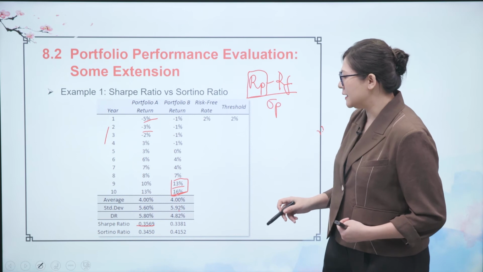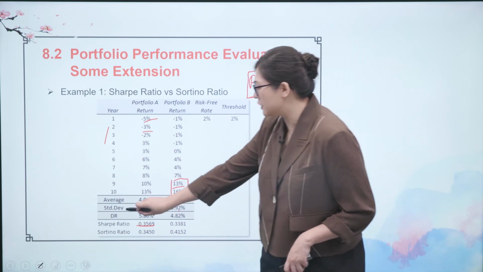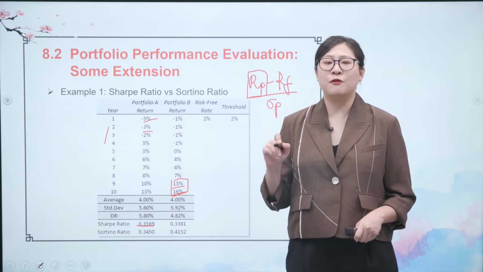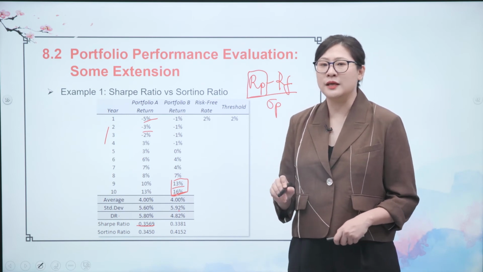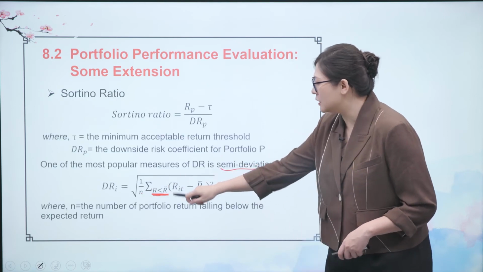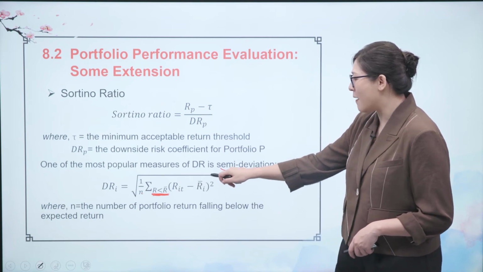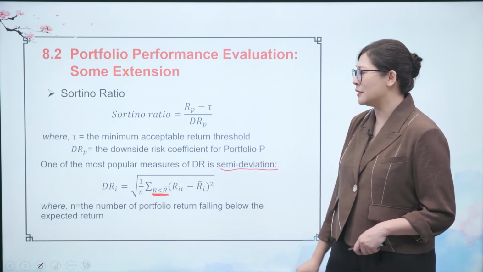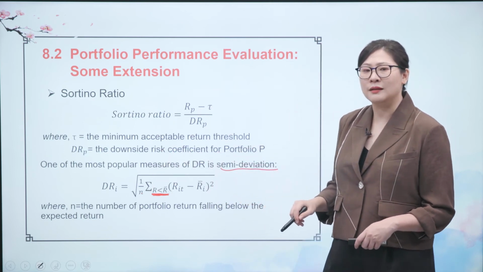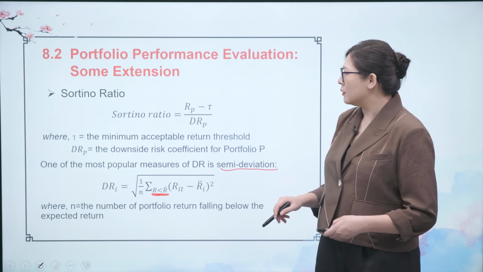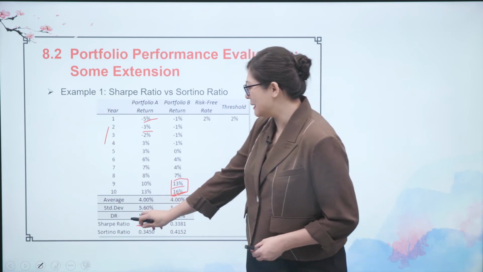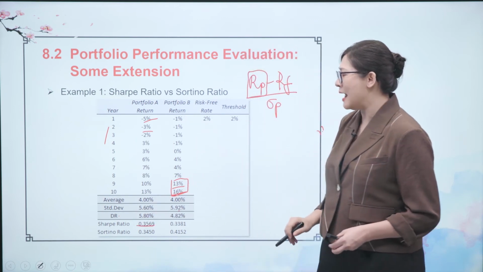Now let's have a look. For the Sortino ratio, we first need to calculate DR, which is the downside risk. So the downside risk should equal 1 over n, and then you use R_it minus R bar squared and sum them together and then take a square root here. So let's calculate, based on our data, how can we calculate the downside risk for portfolio A?